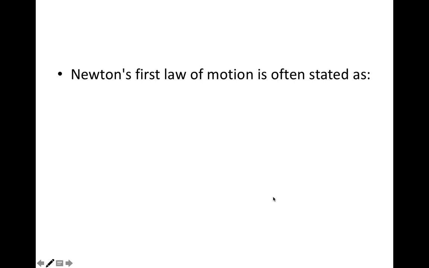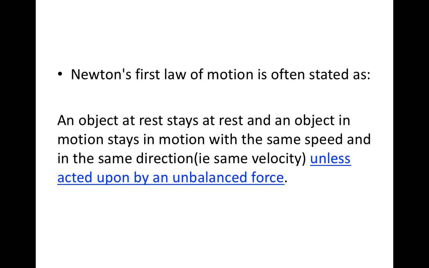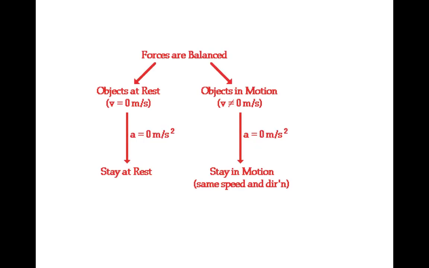Newton's first law of motion is often stated as: an object at rest stays at rest and an object in motion stays in motion with the same speed and in the same direction unless acted upon by an unbalanced force. So this chart summarizes his law rather nicely. Newton's first law applies to any object that has forces on it that are balanced.